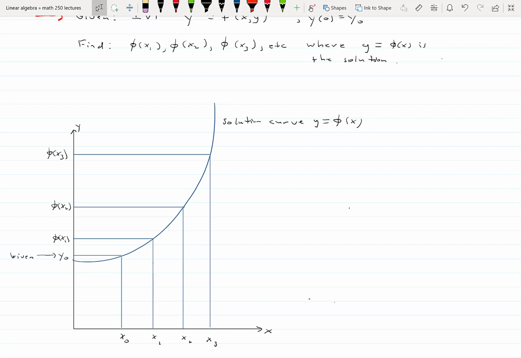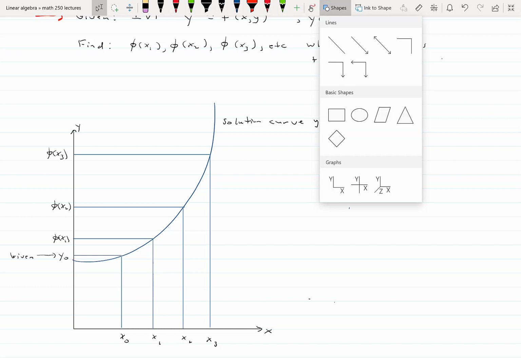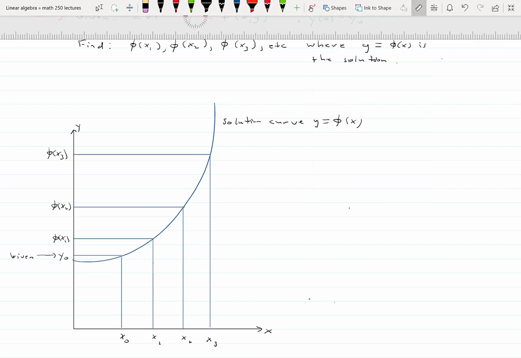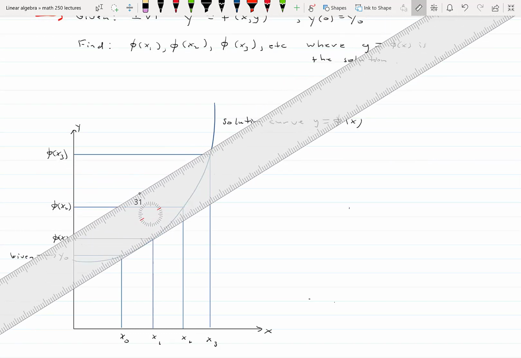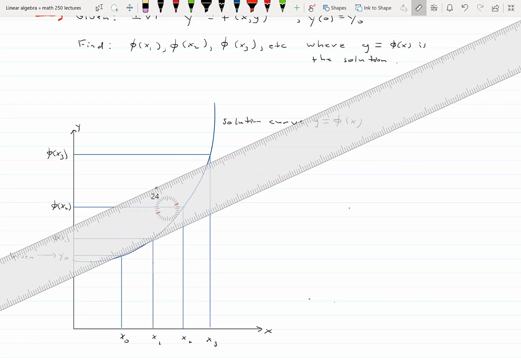So the idea is to use tangent lines to estimate the solution. Here's what I'm talking about. We're given the solution at x naught, it's y naught. The next thing we're interested in is to estimate phi of x1, and we're going to do that by taking a tangent line, not at x1, but at the place that we know already.